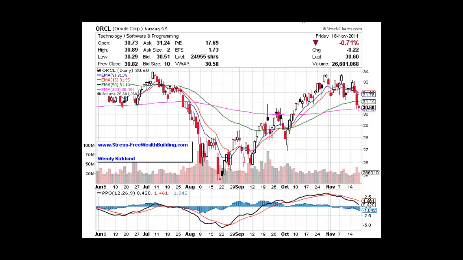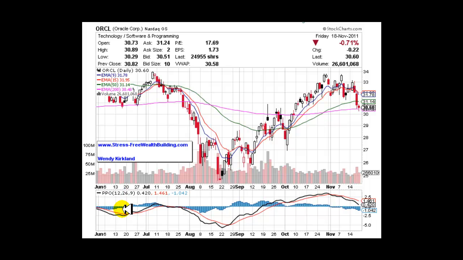Now, this is a basic chart for Oracle, and it is in the technology sector. It creates software and does programming. I have added below the chart an indicator called the PPO, which is the percentage price oscillator, and it's calculated by a mathematical formula that is very complex. I'm not even going to touch that today.